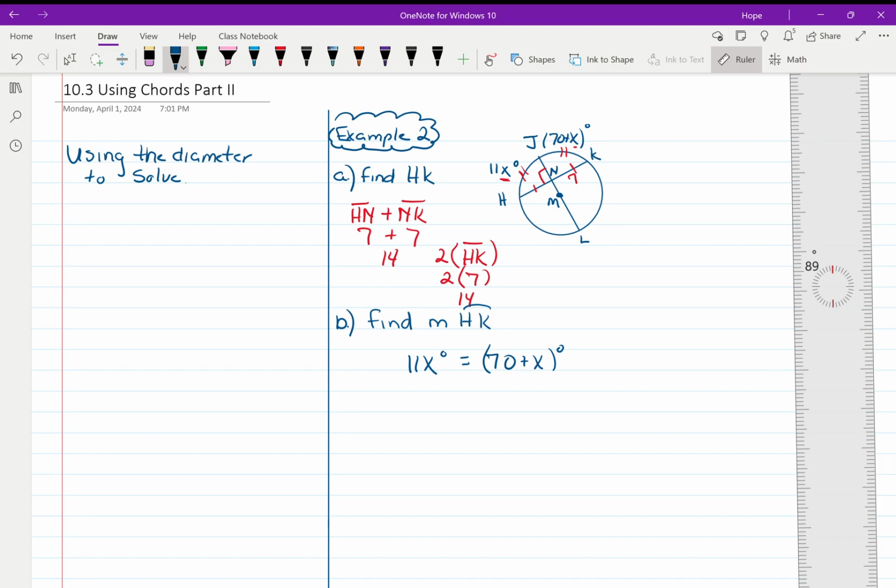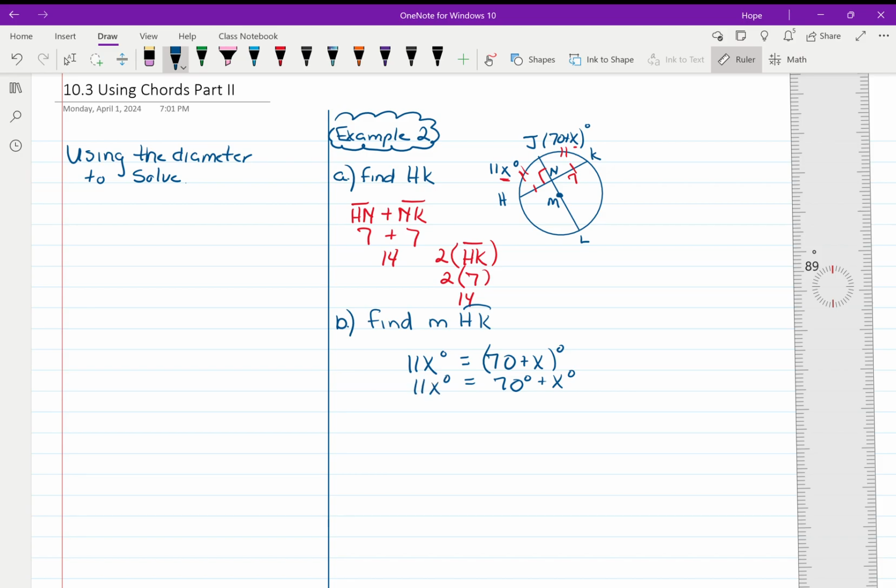So one of the questions that comes up is, well, there's a degree and it's in a parentheses. How do I fix that? Can I separate that parentheses? In this case, you can. You can say 70 degrees plus x degrees. All right, put the degree on both and put my 11x degrees here.